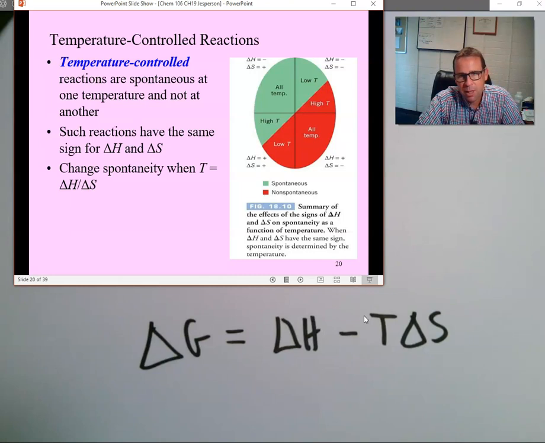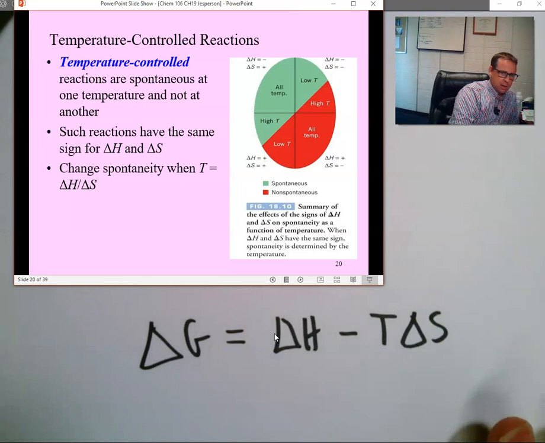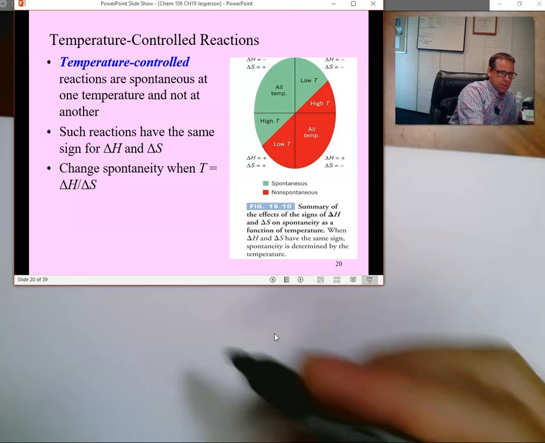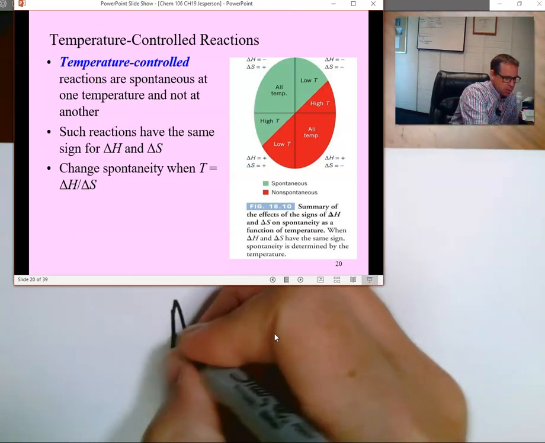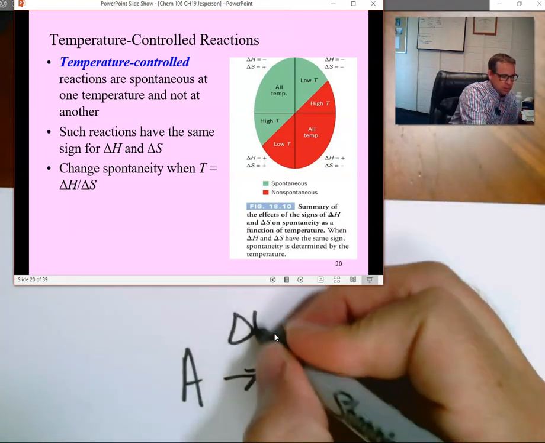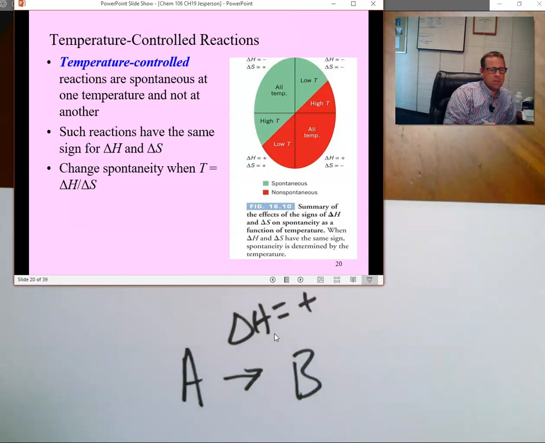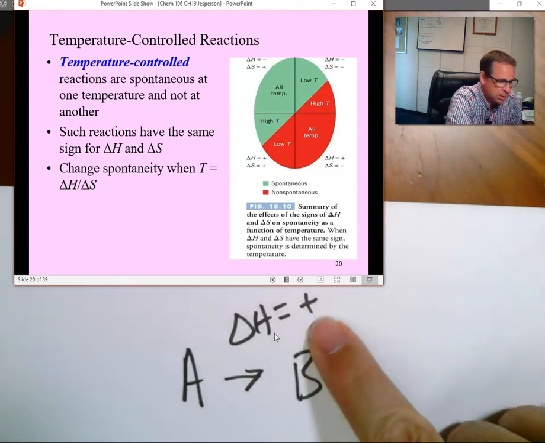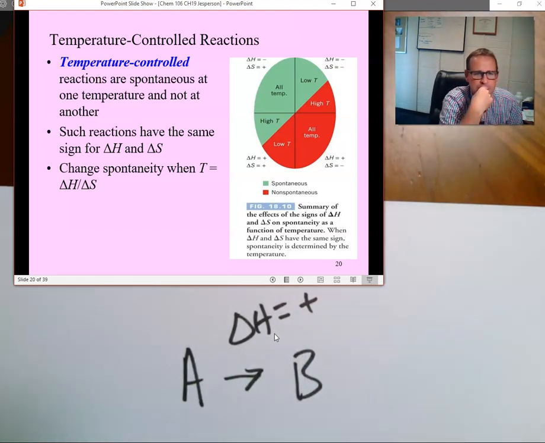So, if, for example, the delta H is a positive value. Now, if delta H is positive, what does that mean in terms of a given chemical reaction? So let's have a chemical reaction here. A going to B, delta H is a positive value. What does that mean, Taewon? What does that mean? Do you remember? What does it mean when delta H is a positive value?